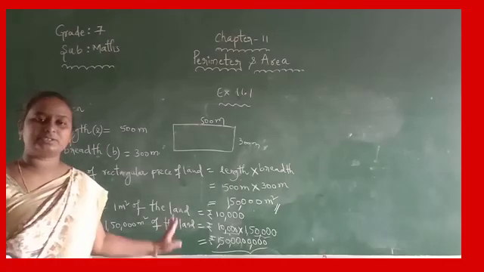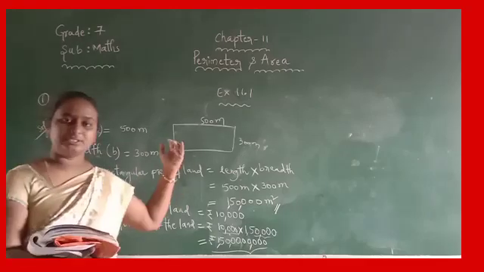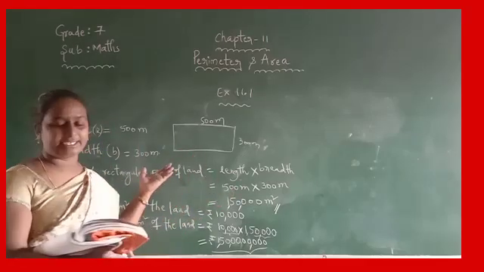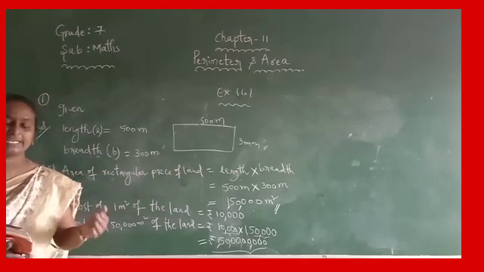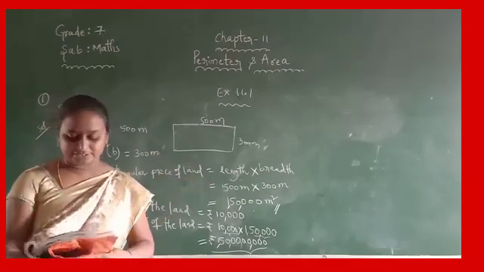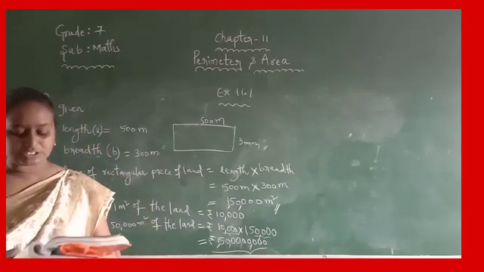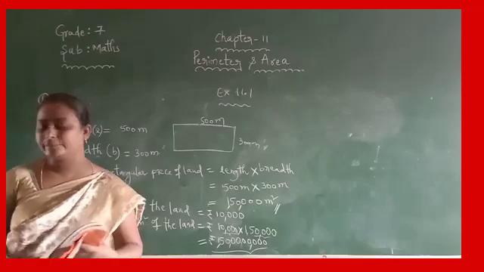Okay. So like this, you have to find the area of different lands also. So square land means you have to take side into side. Rectangle means length into breadth. Very good. So next, see, find the area of a square park whose perimeter is 320 meters.